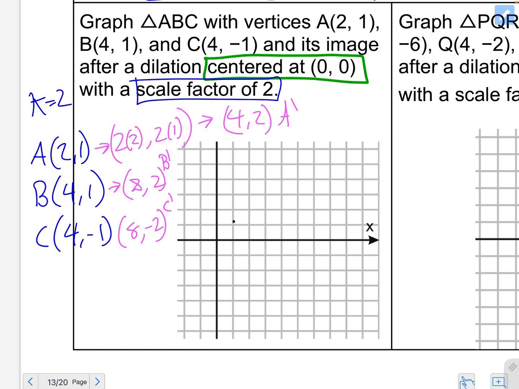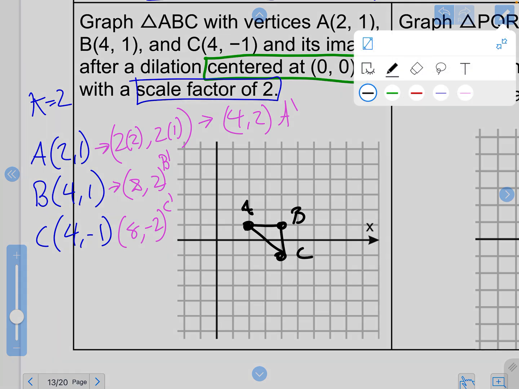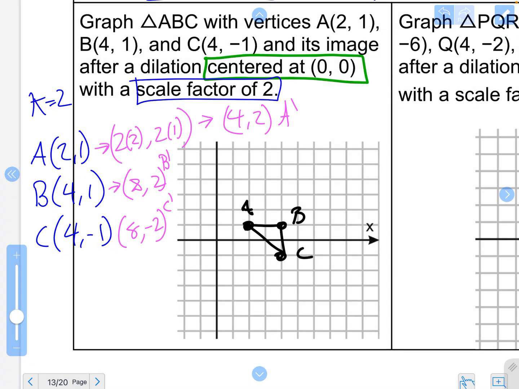So if we graph our original, that's A, B, C. And then we enlarge it, and we get 4, 2, then 8, 2, and 8, -2. And so this is A prime, B prime, C prime.